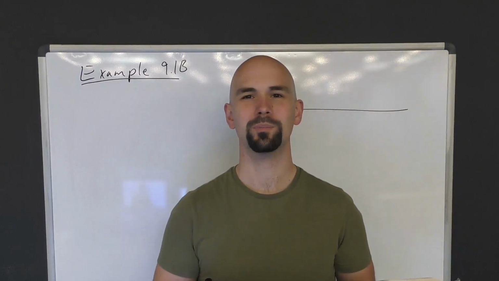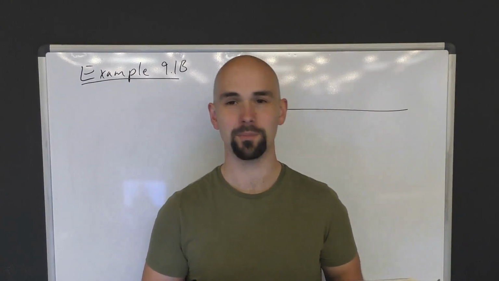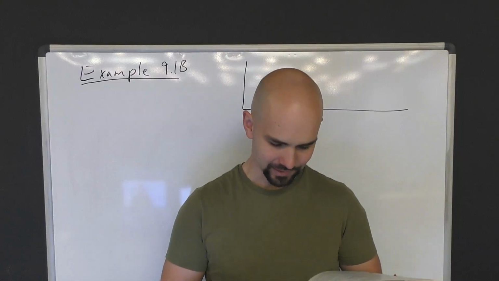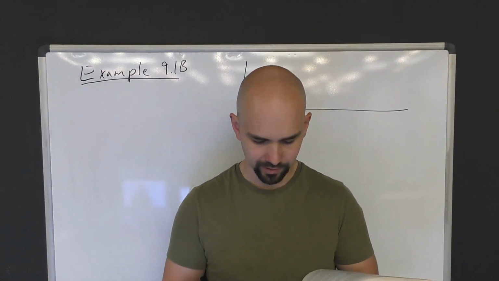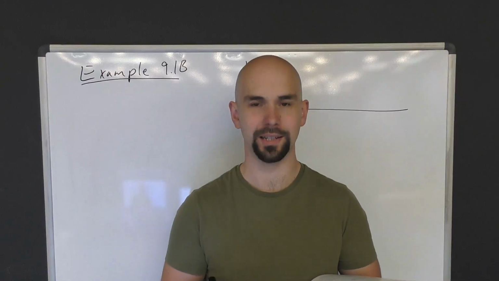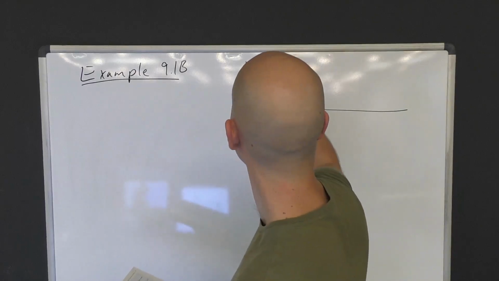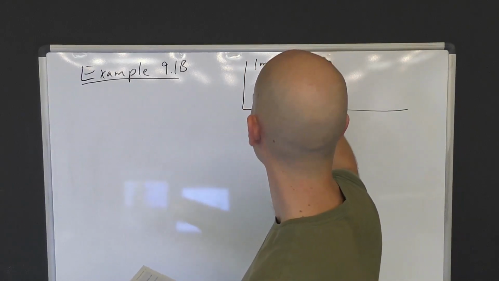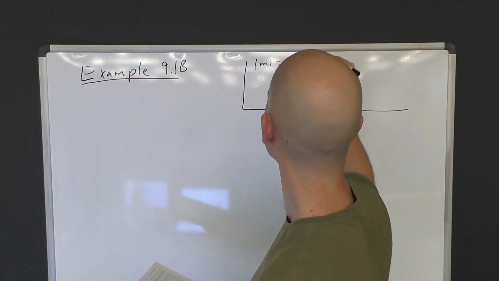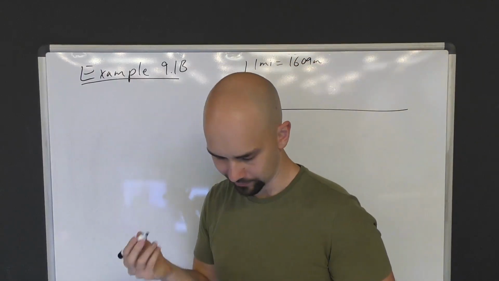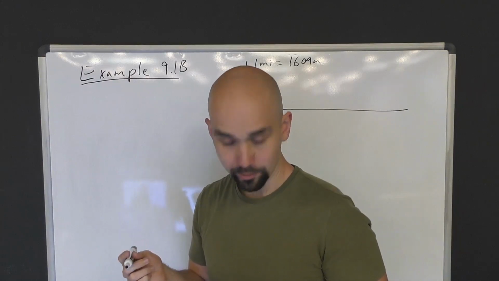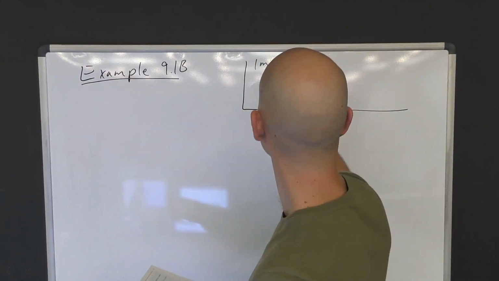Now let's do part B of example 9.1. It asks, what is the speed of the car from the previous problem in meters per second? And they give you a couple conversions, which is that 1 mile equals 1,609 meters. And we also are given that 1 hour equals 3,600 seconds.